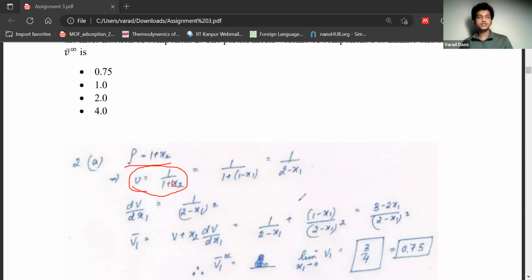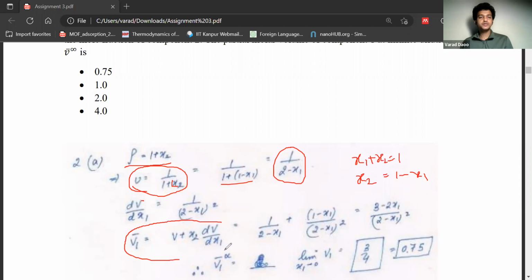Okay. So x2, we know it is a binary mixture, so x1 plus x2 is going to be 1. That means x2 is going to be 1 minus x1. So this is what they have replaced here. Then you just do the simple arithmetic, you get this, and so this is the expression applicable for binary mixtures.